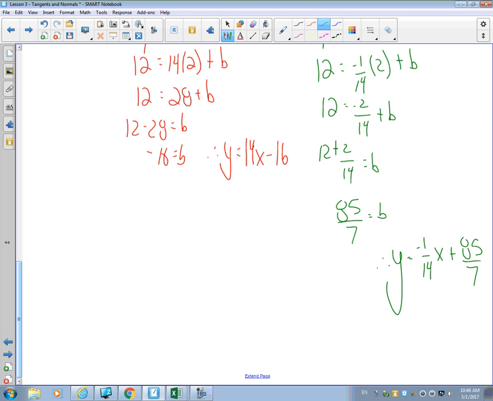Right? And we found ourselves some normals and some tangents. So today's lesson, the big ideas are, what does f(x) give you? What does f prime of x give you? And how can we use those together to find normals and tangents?